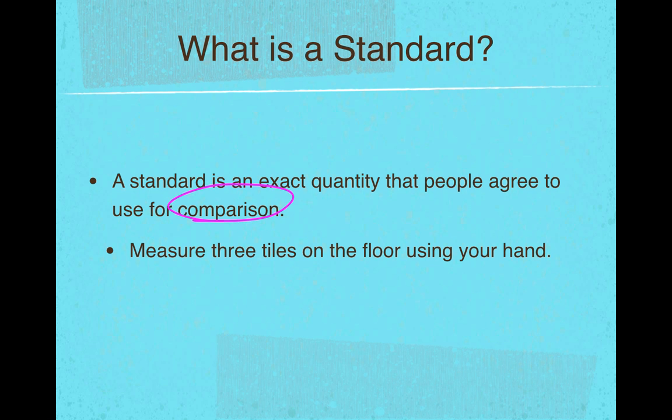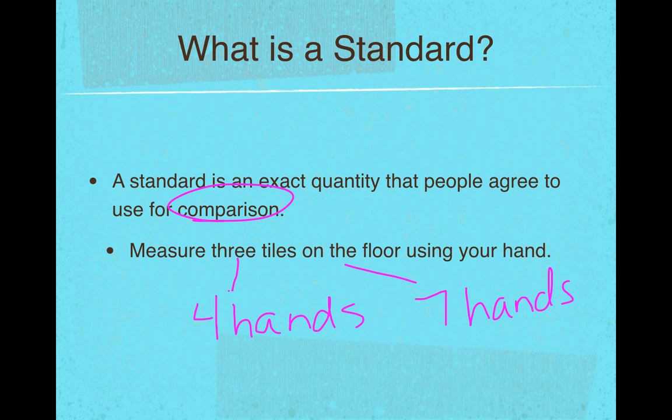We need to have standards so that two or more people can communicate when we're talking about different measurements that we might make in science. The example I want to give you is using your hand to measure 3 tiles on the floor. If you are a taller person, you usually have larger hands, so these 3 tiles may only be 4 hands. However, if you are shorter in stature, usually you have smaller hands, and these 3 tiles may end up being 7 hands in length. This can lead to a big difference.